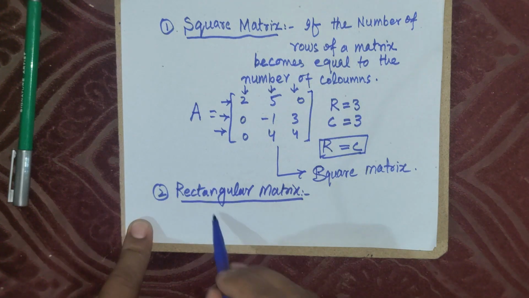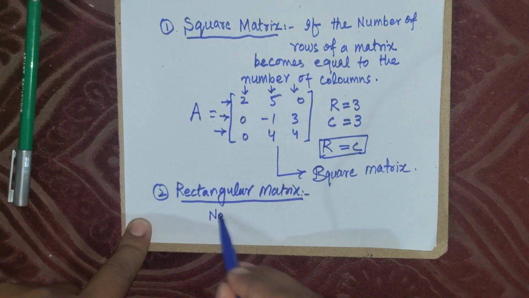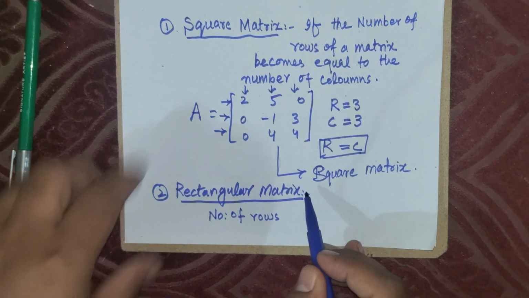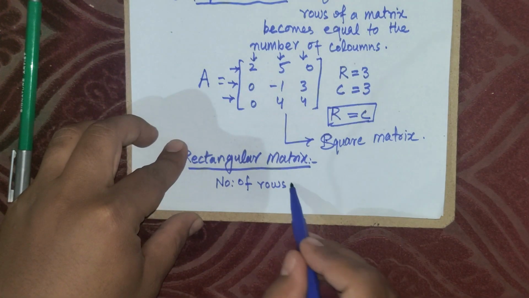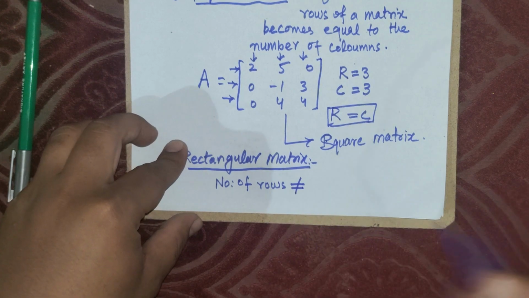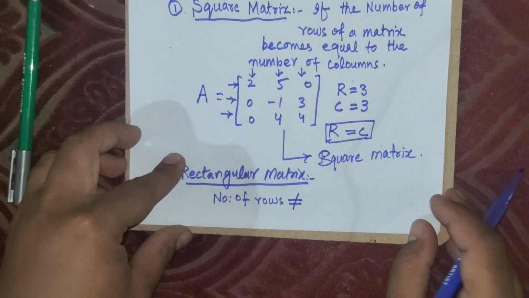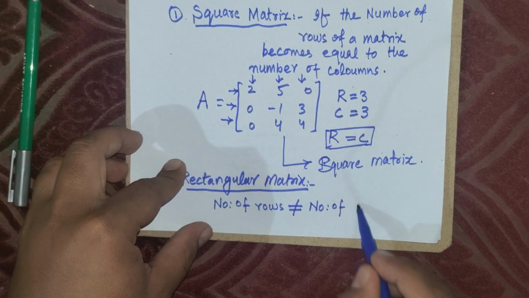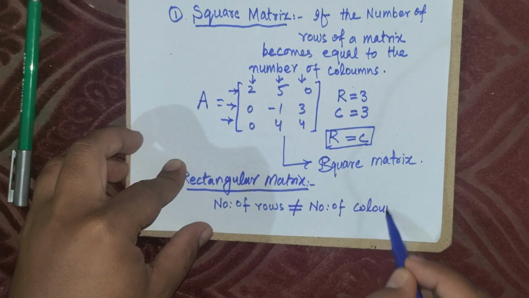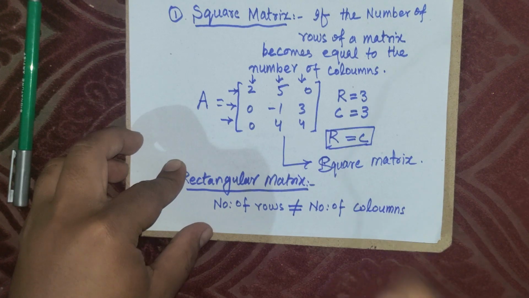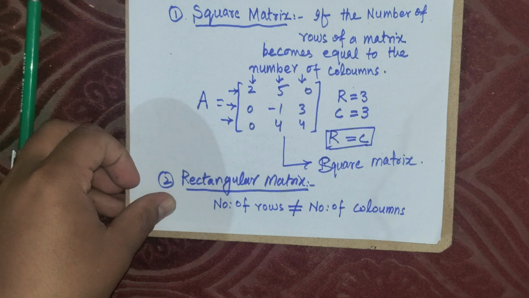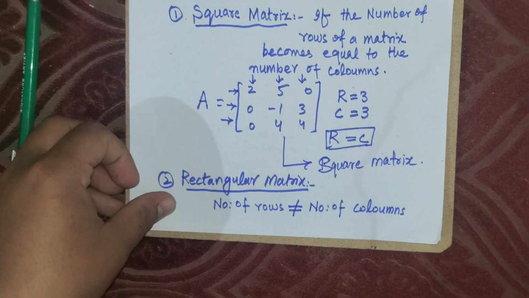If the number of rows is not equal to the number of columns, then such a matrix will be called a rectangular matrix.